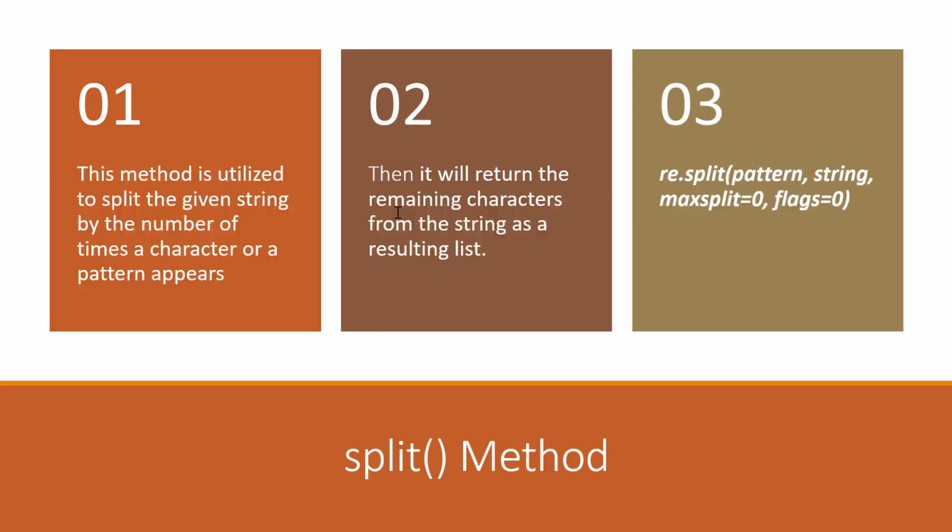So the very first parameter is the pattern, which is used to define the pattern that we want to search. Then we need to define the input string. And after this, the third parameter is maxsplit, which is utilized to specify the maximum number of splits, and in the last we have the flags parameter. Now let us understand its use with the help of an example.